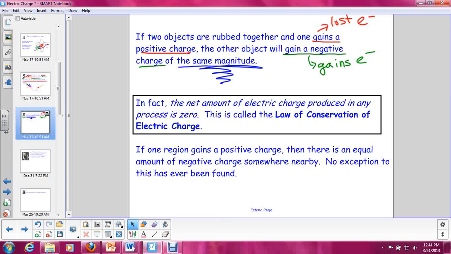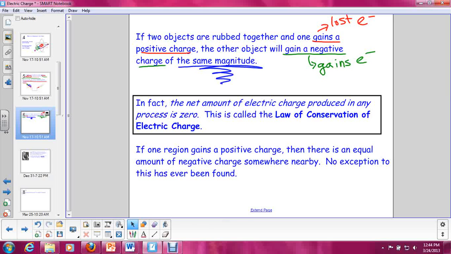This tells us that the total amount of electric charge produced in any process is 0. And this is our law of conservation of electric charge. This tells us that we can never create negative charge out of nothing or create positive charge out of nothing. The only thing we can do is move electrons around.